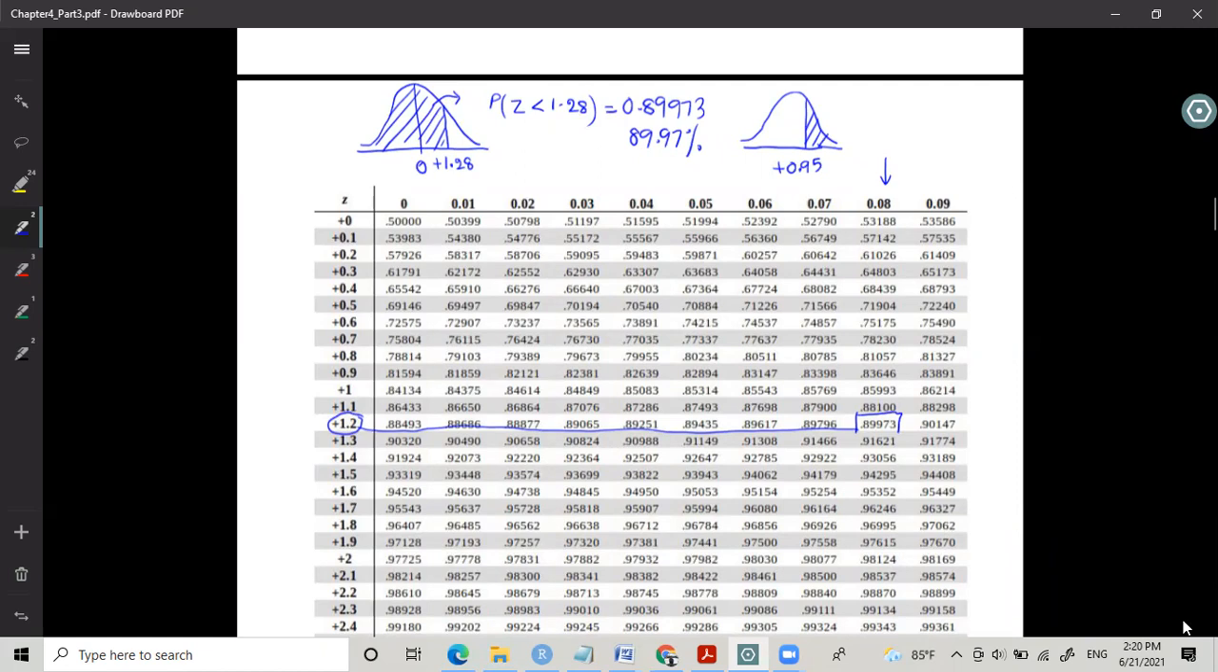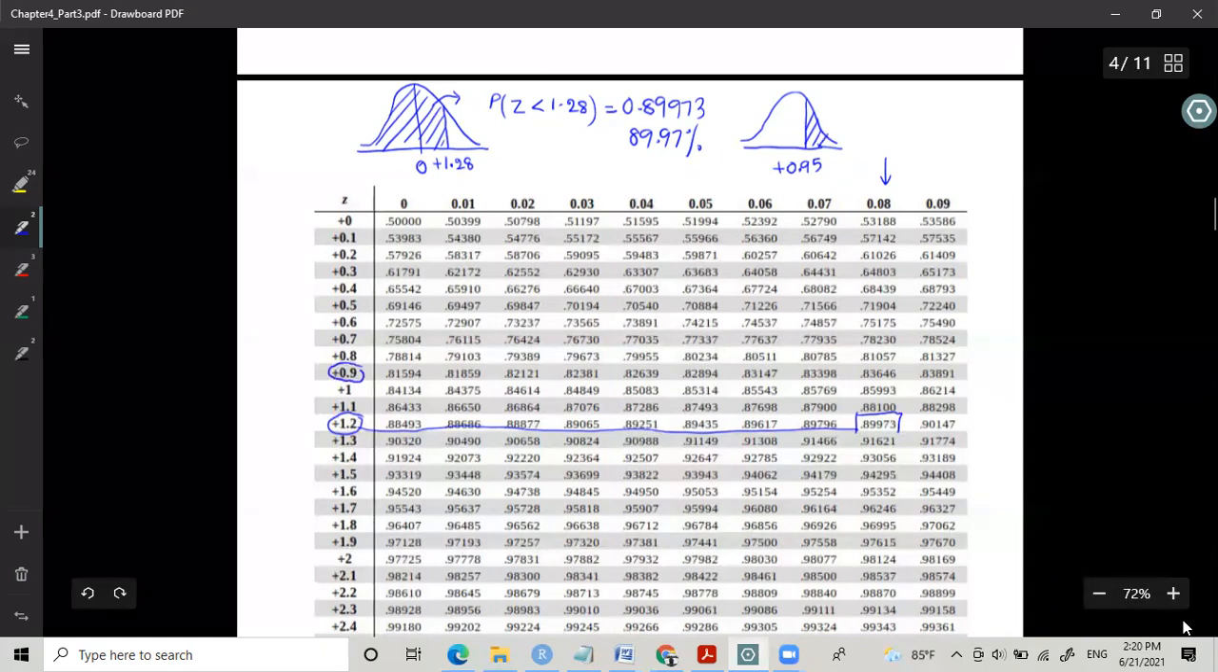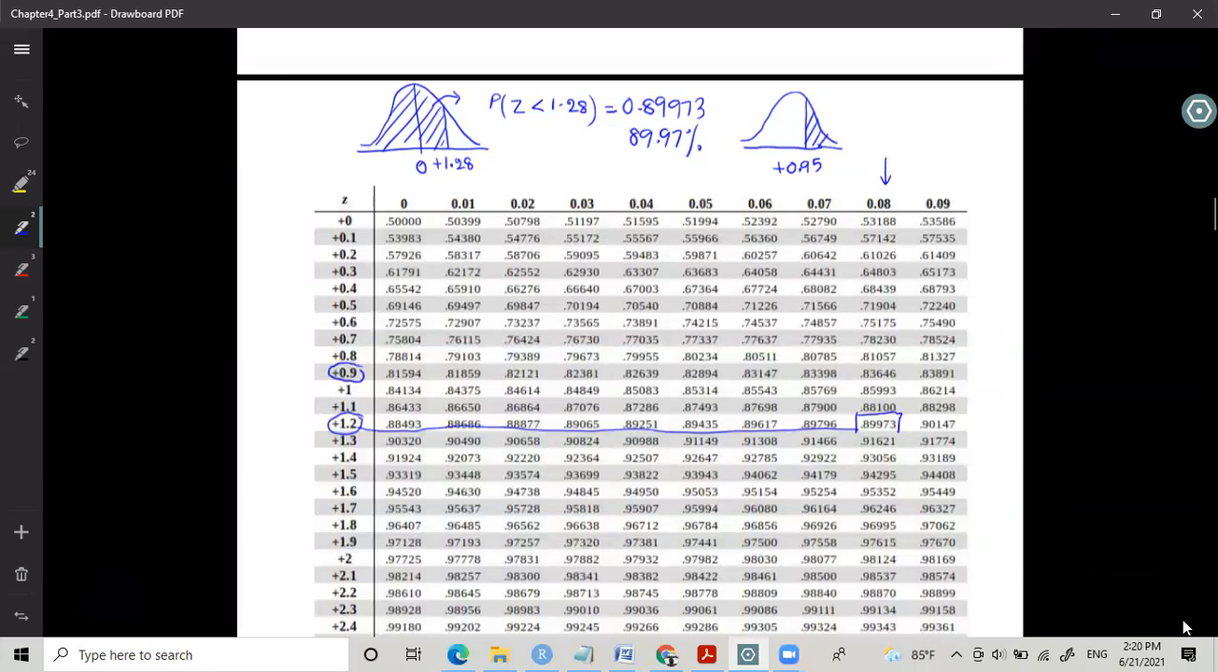Okay, first find 0.95. Here's 0.9. This is not 9 point, okay? 0.9 and the next decimal place is 5. Here's the probability. This is the left tail, but what we want is the right tail. So you do 1 minus 0.8289.